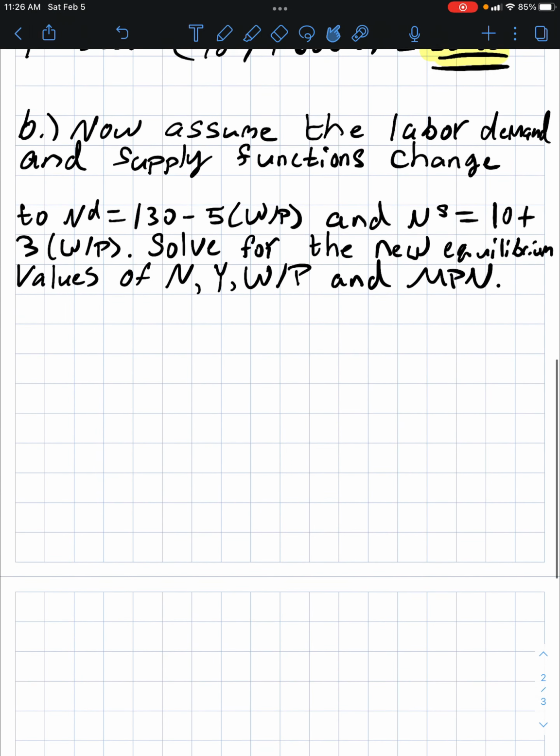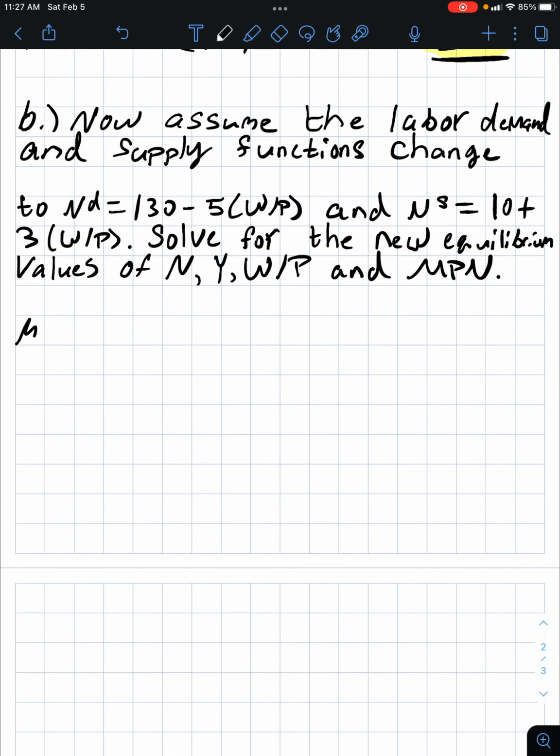Now part B. Now assume the labor demand and supply functions change to ND is equal to 130 minus 5 W over P, and NS is equal to 10 plus 3 W over P. Solve for the new equilibrium values of N, Y, W over P, and MPN. So, first things first, since we are given our supply and our demand functions, we can find our real wage of W over P right off the bat.